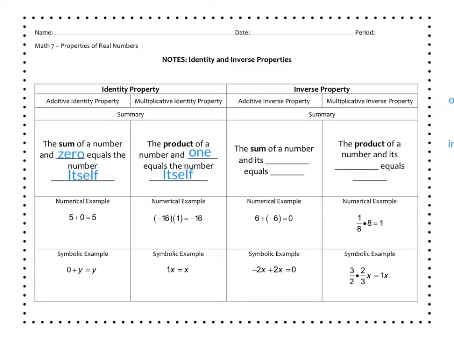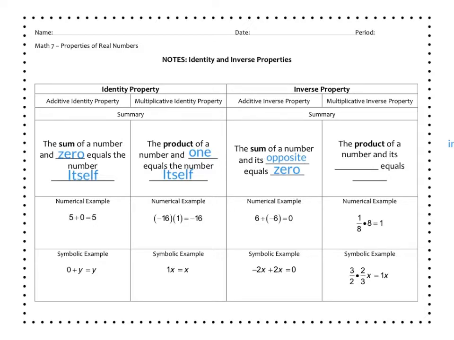One is going to apply to addition, the other to multiplication. Let's look at the additive one first. It states the sum of a number and its opposite is 0. An example is 6 plus negative 6 gives us 0. An inverse property is when things cancel each other out, so 6 plus negative 6 cancel out and give us 0. Our symbolic example is negative 2x plus 2x, which gives us 0.